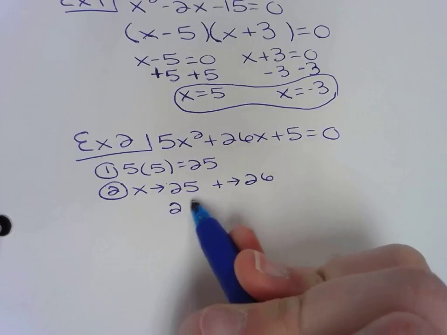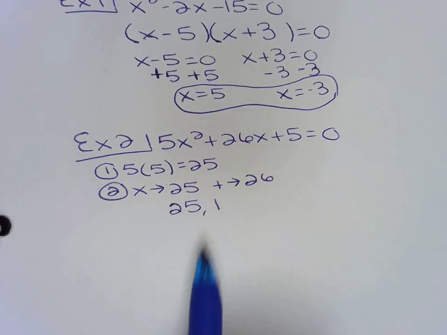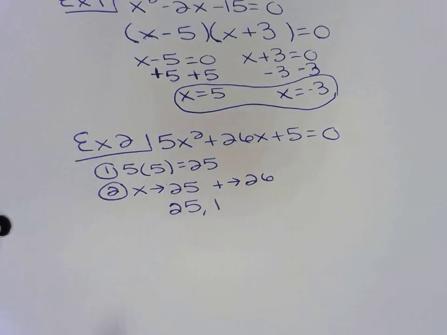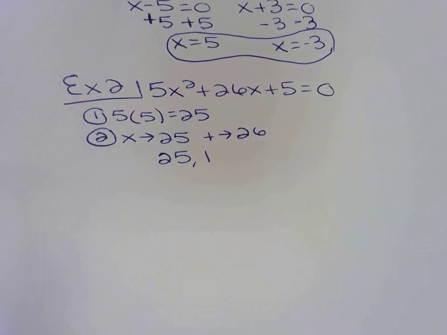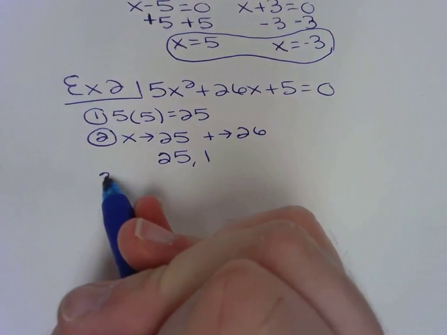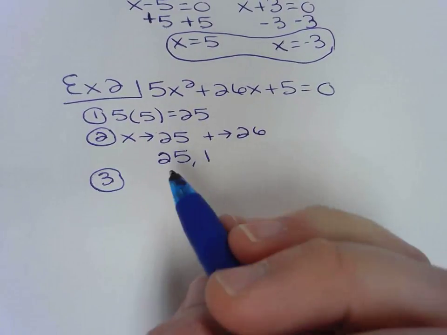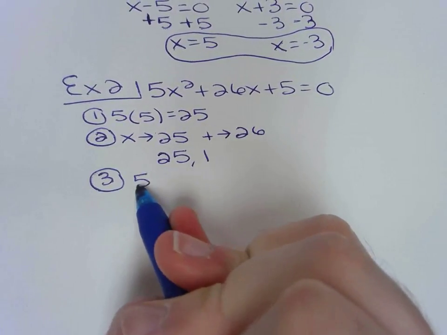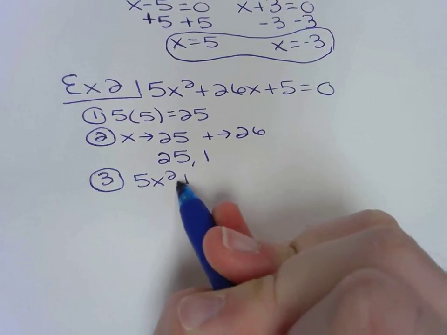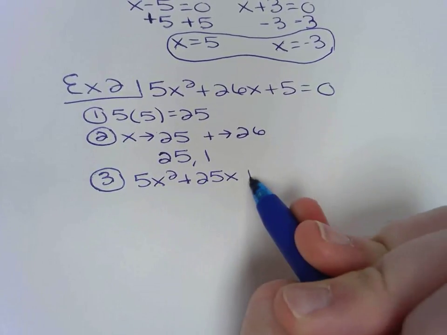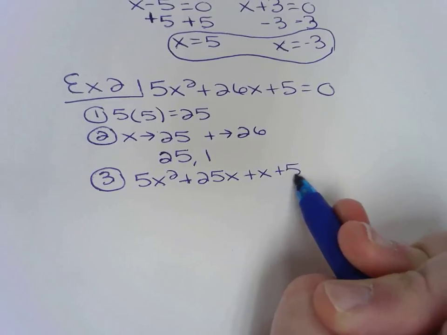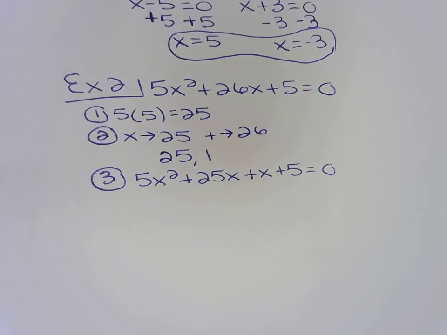25 and 1. They multiply to give me 25. They add to give me 26. So I'm going through the 4 steps, and then I'll set it equal to 0 once I have it factored. The third step, what do I do with 25 and 1? Plug it in where? To the x. So instead of 26x, I'm going to put 25x plus 1x. So I'm replacing 26x with 25x and 1x.